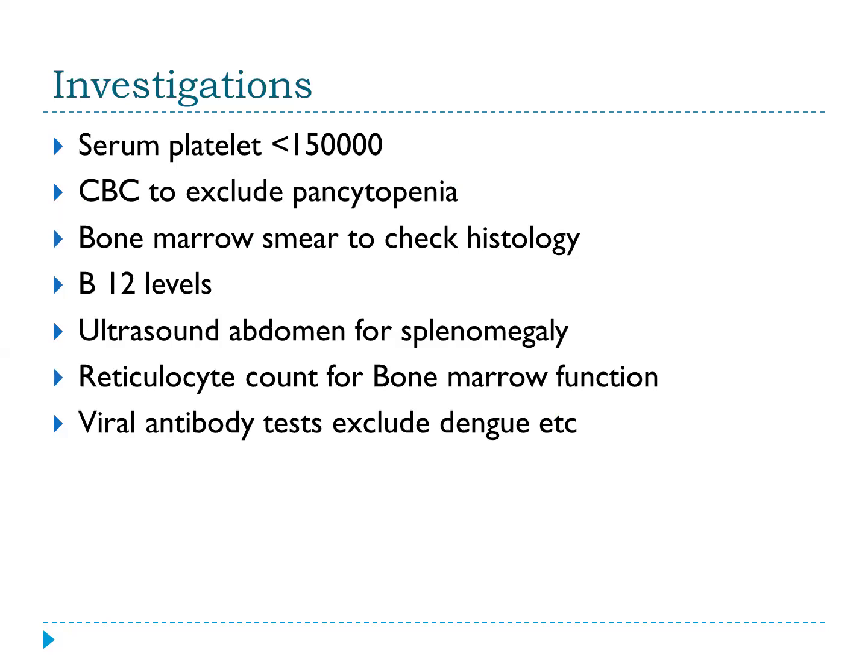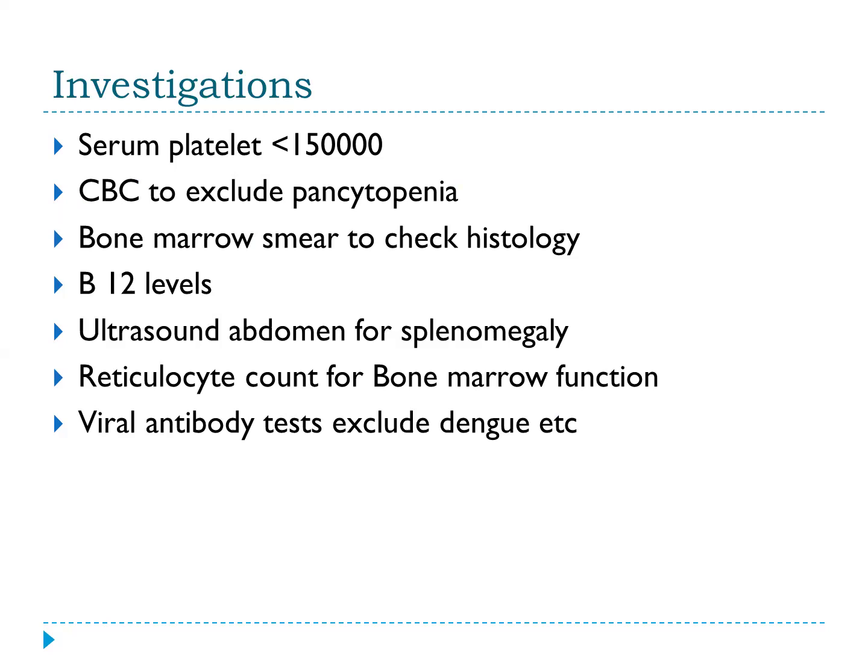If you suspect thrombocytopenia, you're going to do a platelet count and you'll see that it is less than 150,000. You will do a CBC to exclude pancytopenia. Is there pancytopenia, not just low platelets, but the hemoglobin is low and the TLC is low, then there's a bone marrow problem. Or you take the bone marrow smear to check for histology. If the bone marrow is fine, then you check for B12 levels. B12 deficiency can also cause low platelets. You do an ultrasound for any kind of leukemia or lymphoma that you're suspecting. You can do a retic count for bone marrow function.